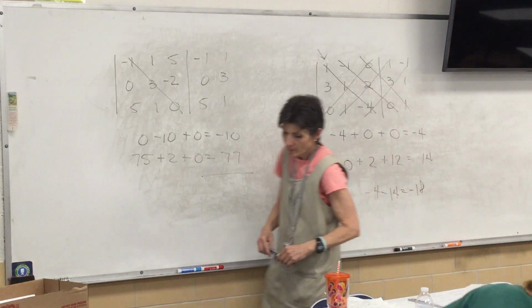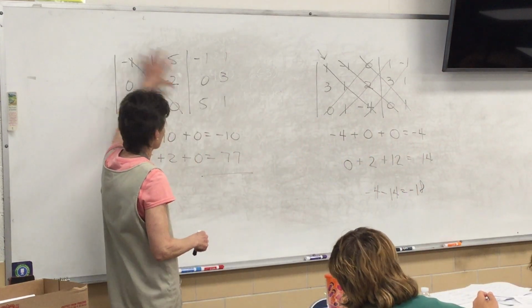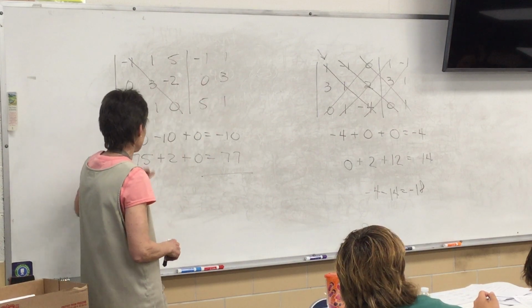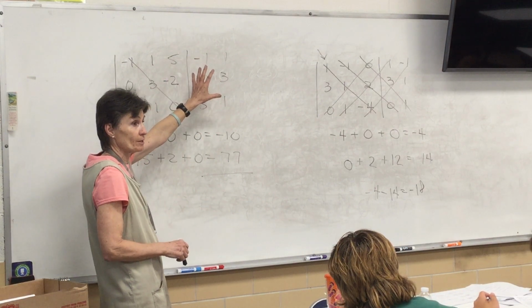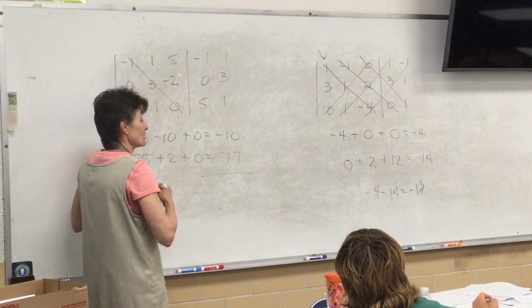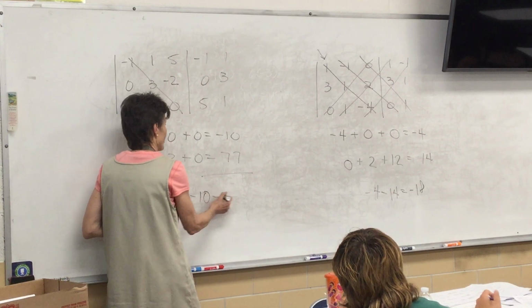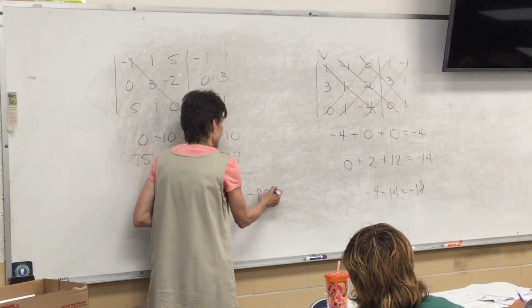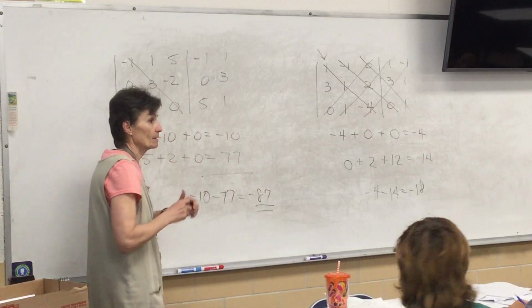Okay, did you get negative 10 for this direction? Did you get 77 for this direction? So what did you get as your final answer? Yep, negative 87. Perfect.